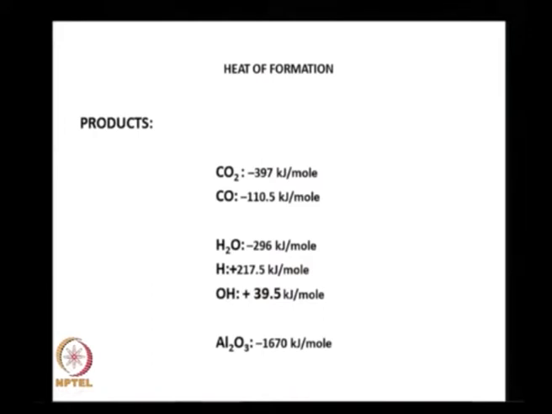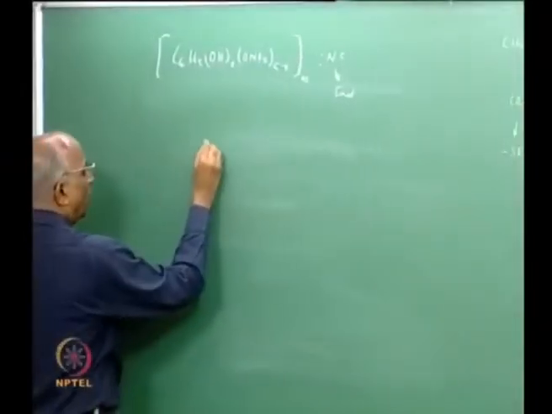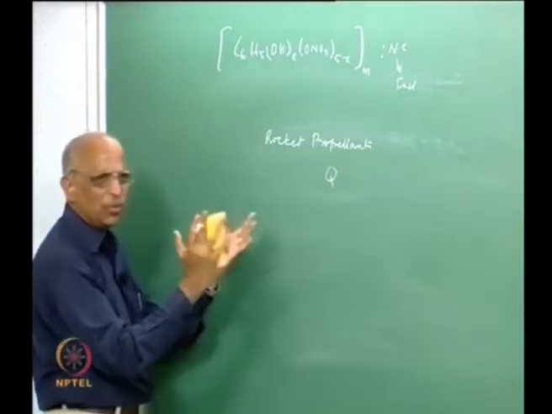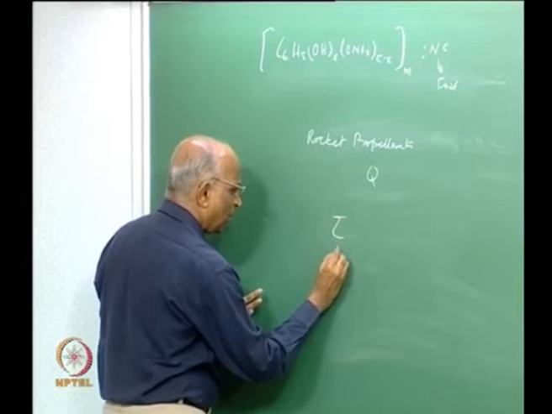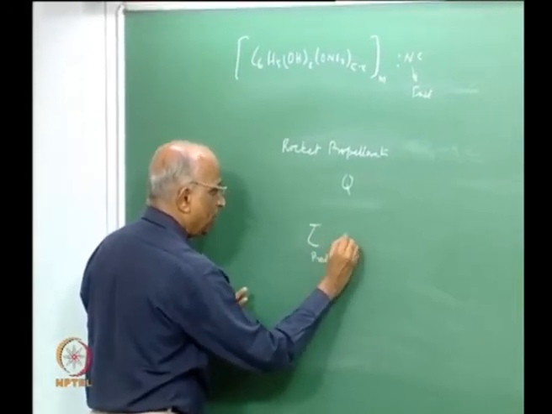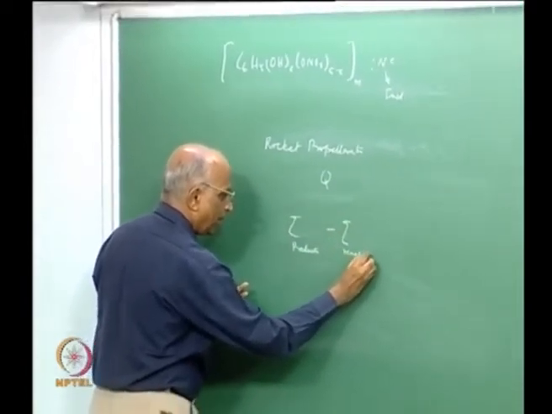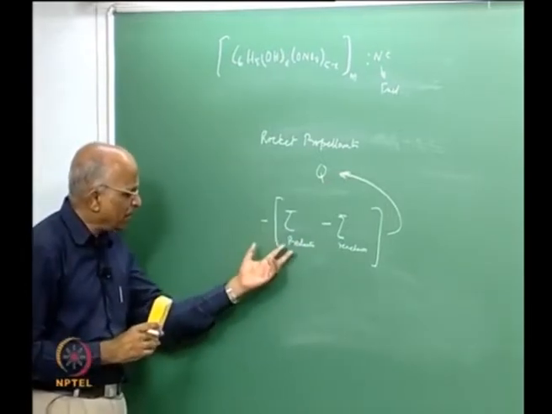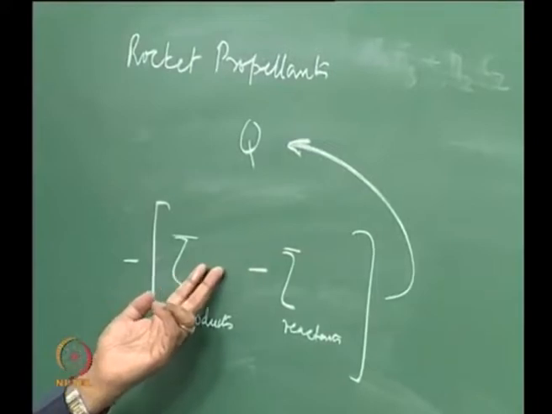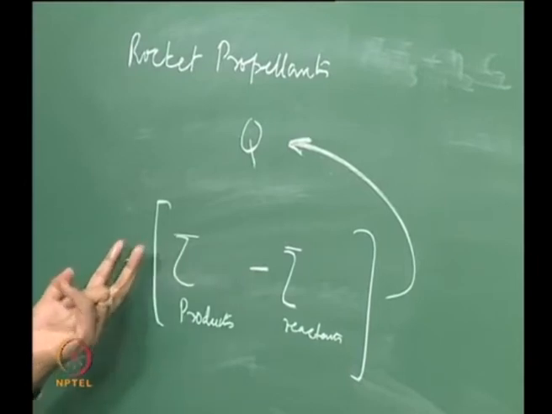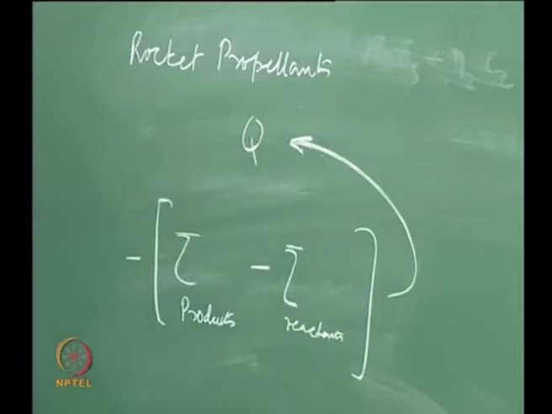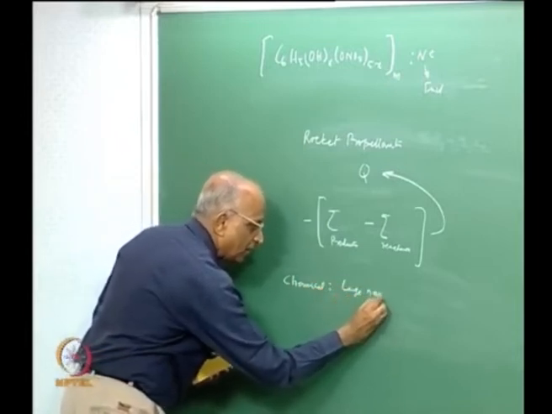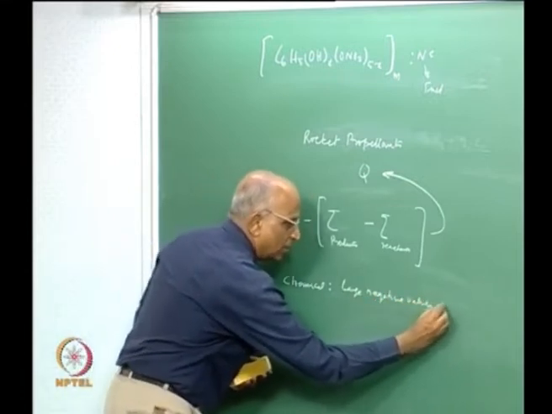Now, why are we interested in this? We would like to have propellants, or rocket propellants, or chemical rocket propellants, which will give as much Q as possible. And to be able to get a high value of Q, we just now told ourselves, well, the net heat of formation of the products minus the net heat of formation of the reactants is what gives me the value of Q. Therefore, what do I see from this? If the products could have individually negative values, and if the products could have high negative values, then this negative becomes positive, and I could have a high value of Q. Therefore, one of the requirements of chemicals which can be used as propellants is that they must have large negative values of heat of formation.